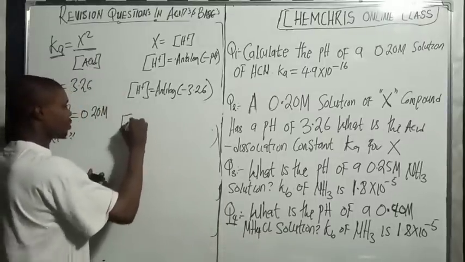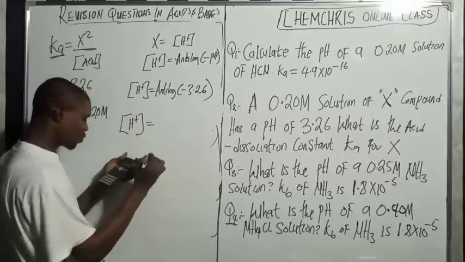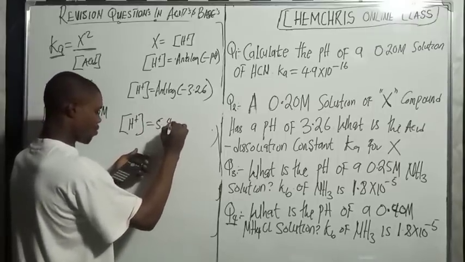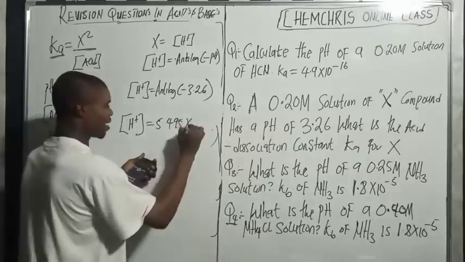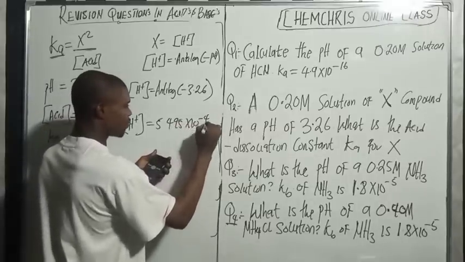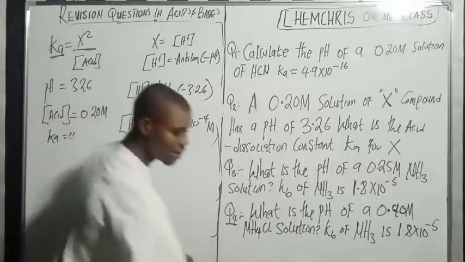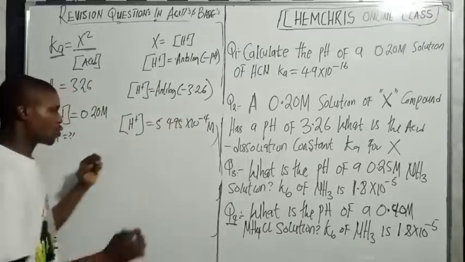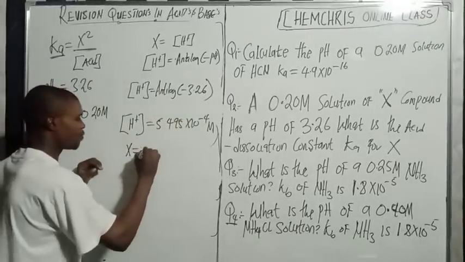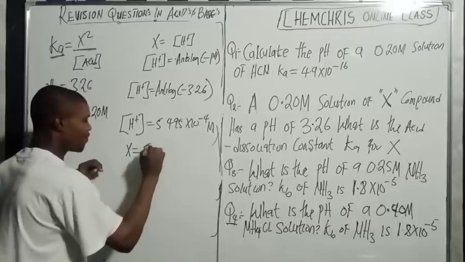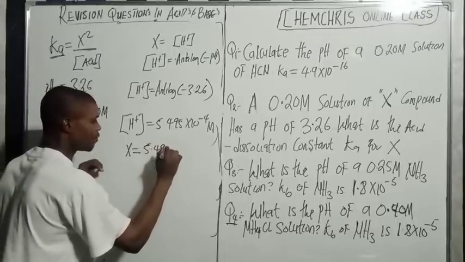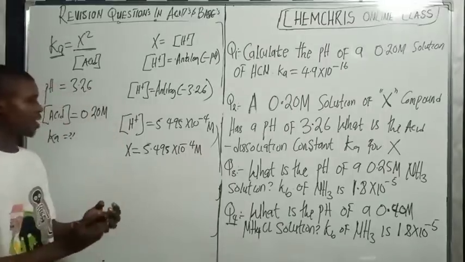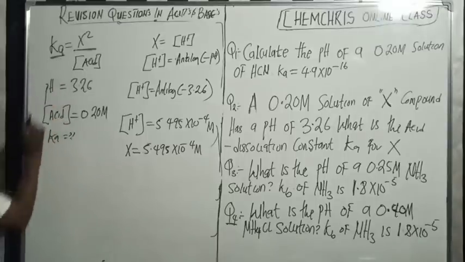So I have H plus concentration equals 5.495 exponential minus 4 molarity. Do you understand? That will be my X. So X is now 5.495 exponential minus 4 molarity. From here, I can easily get my Ka.